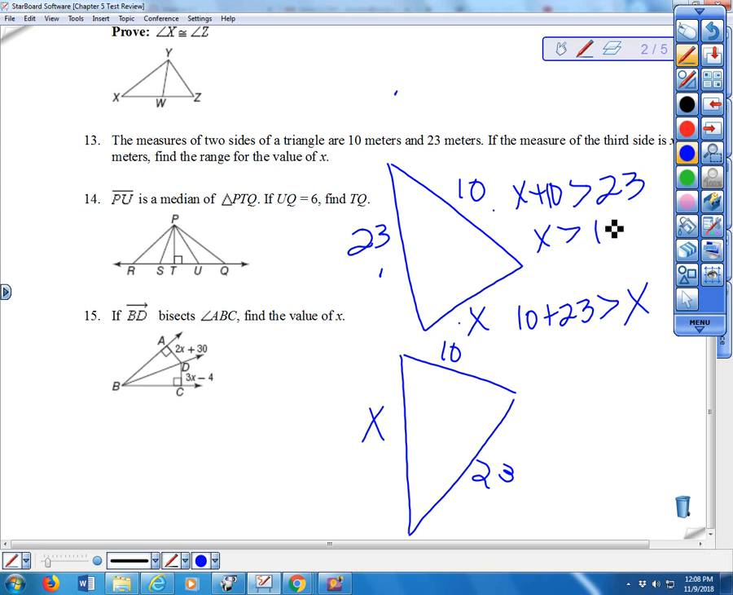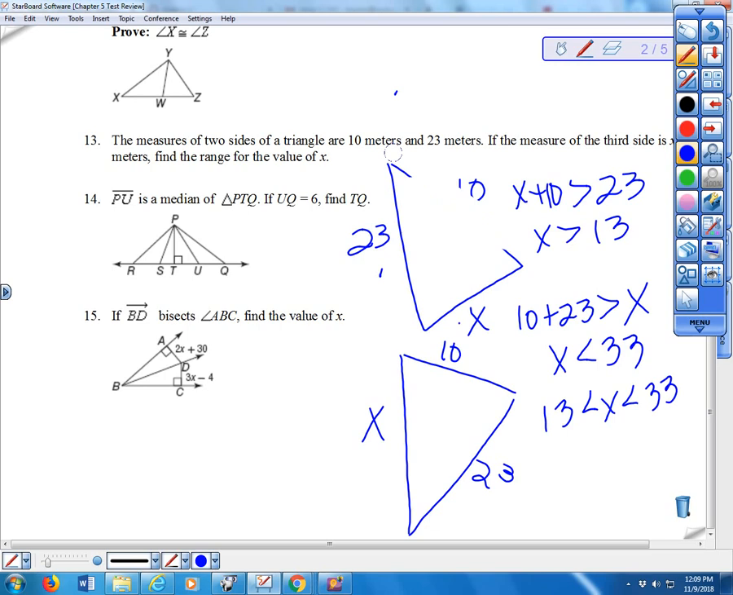x has to be greater than 13, or x has to be less than 33. See how 33 would be greater than x? So x would be less than 33. So it's between 13 and 33. It can be anywhere in that range, and it would still make the third side of a triangle. If it's on the short side, it has to be greater than 13. If it's on the long side, it has to be less than 33.